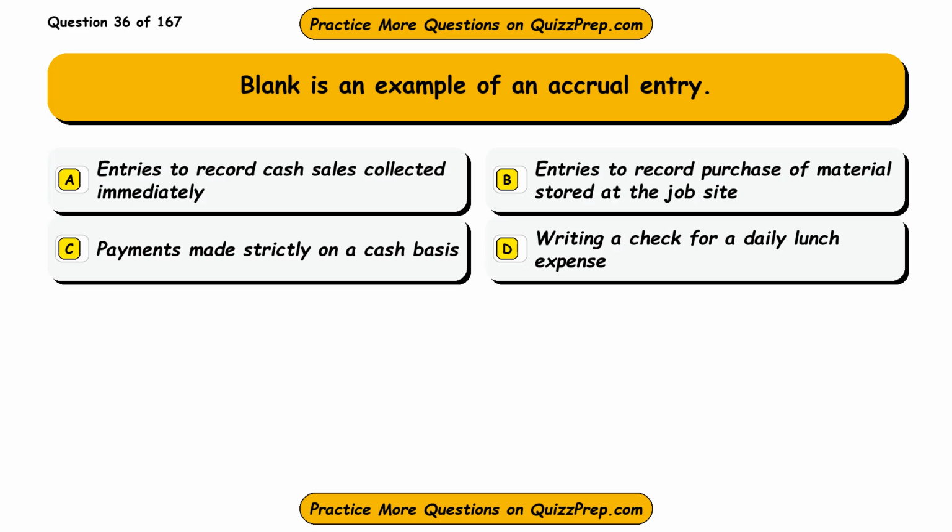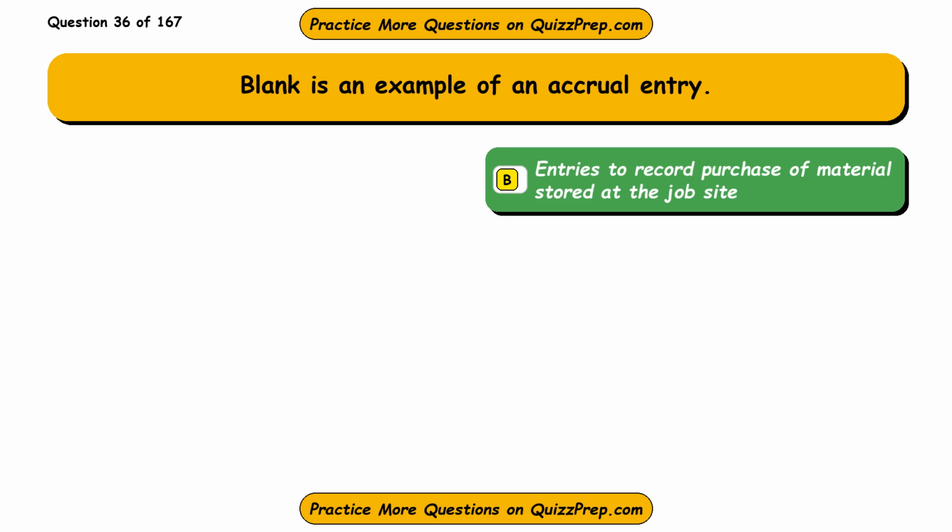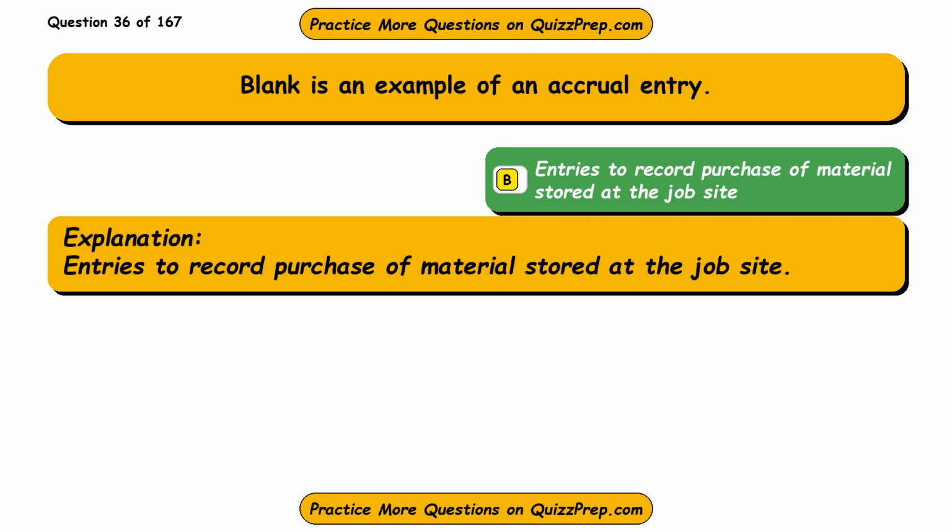Question 36. Blank is an example of an accrual entry. Option A, entries to record cash sales collected immediately. Option B, entries to record purchase of material stored at the job site. Option C, payments made strictly on a cash basis. Option D, writing a check for a daily lunch expense. The correct answer is option B, entries to record purchase of material stored at the job site.